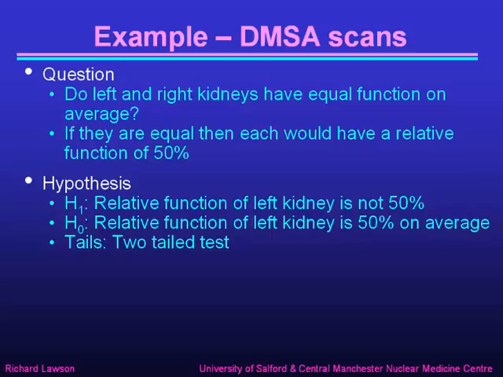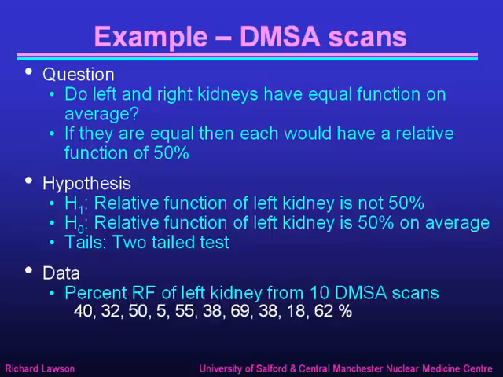That's a two-tailed test, because we don't mind whether the left kidney is below 50% or above 50%. That will disprove our hypothesis. Note, we're only using the left kidney for convenience. We could equally well have taken the right kidney, because of the hypothesis that they're equal. It doesn't matter whether we look at the left or the right.